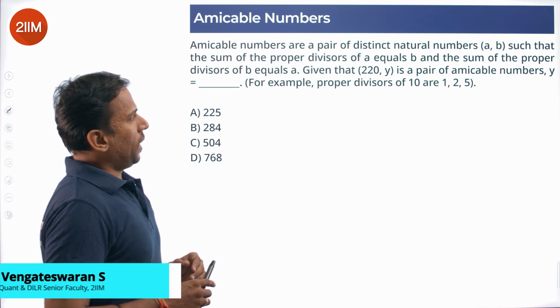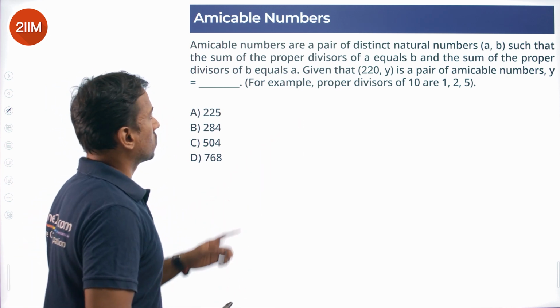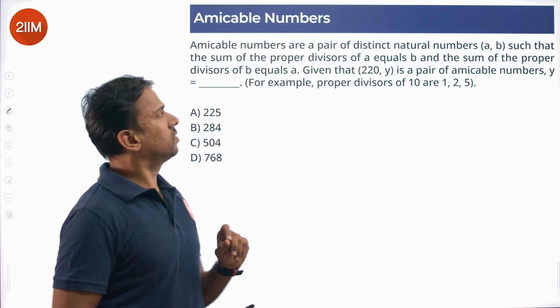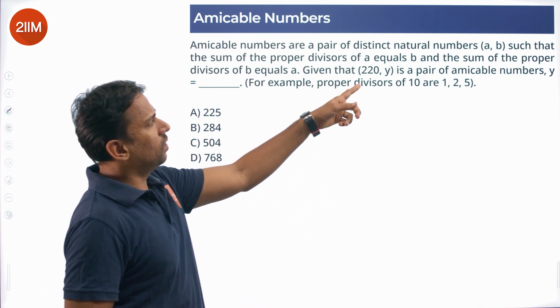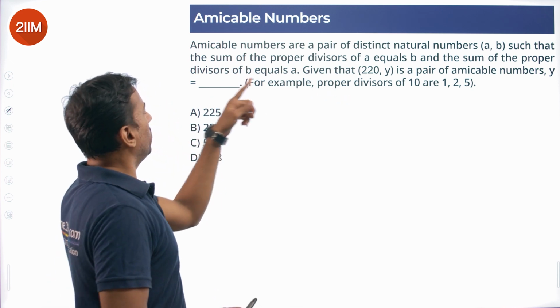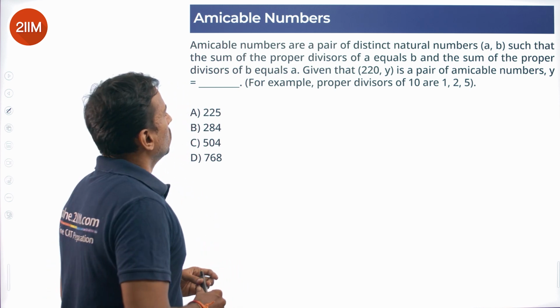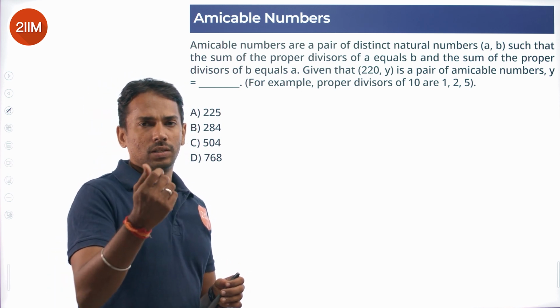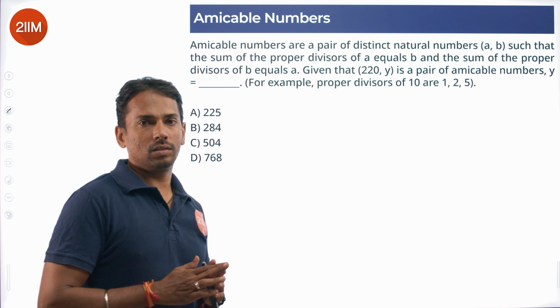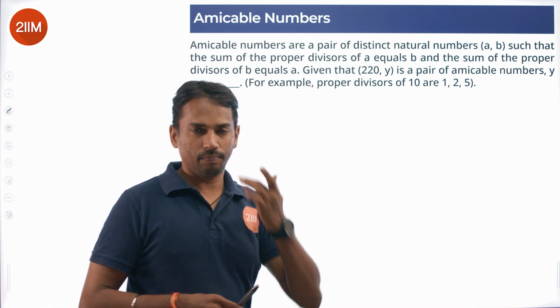Amicable numbers are a pair of distinct natural numbers a, b such that the sum of the proper divisors of a is equal to b, and the sum of the proper divisors of b is equal to a. So when do we call a pair of numbers a and b amicable numbers? They should be two distinct numbers that satisfy this condition.